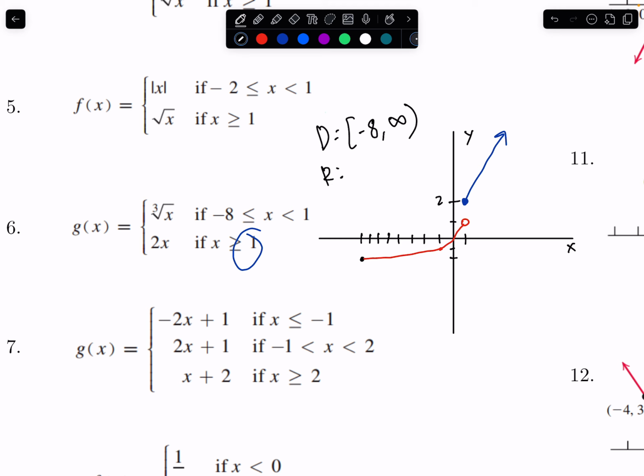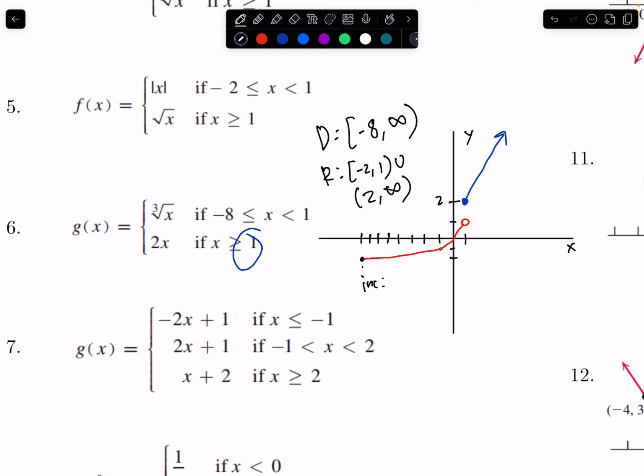The range is from, let's see, -2 up until 1, but we don't include 1 because it's got a hole. And then union from 2 onwards forever. That's the range. Increasing, it's never decreasing, never constant. It's increasing on exactly the same spots as the domain.